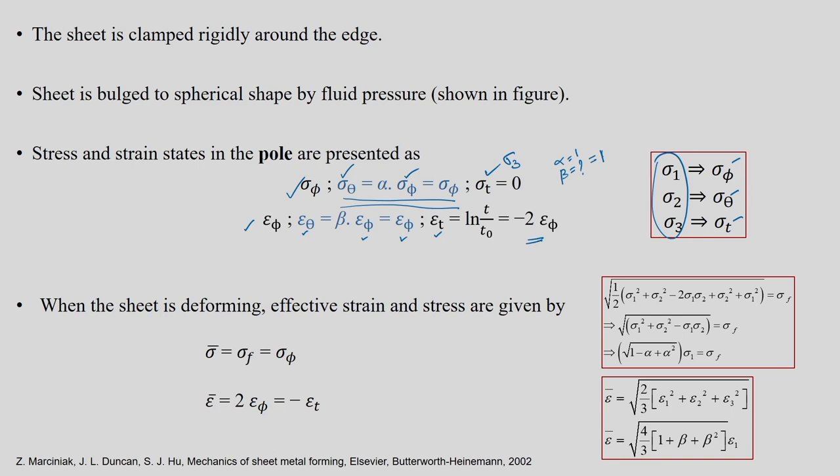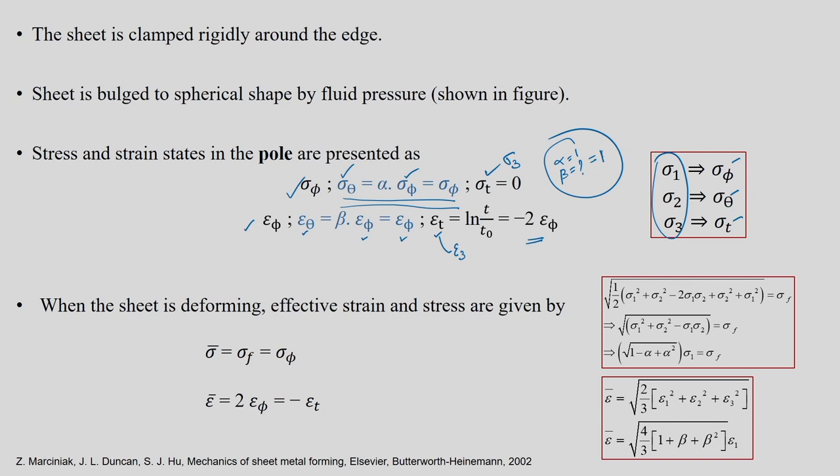So, you can get epsilon 1 plus epsilon 2 plus epsilon 3 is equal to 0, and in that, two strains are the same. So, epsilon t, which is nothing but epsilon 3, would be equal to minus 2 times epsilon phi. So, this is the main important state of stress and strain in hydrostatic bulging.